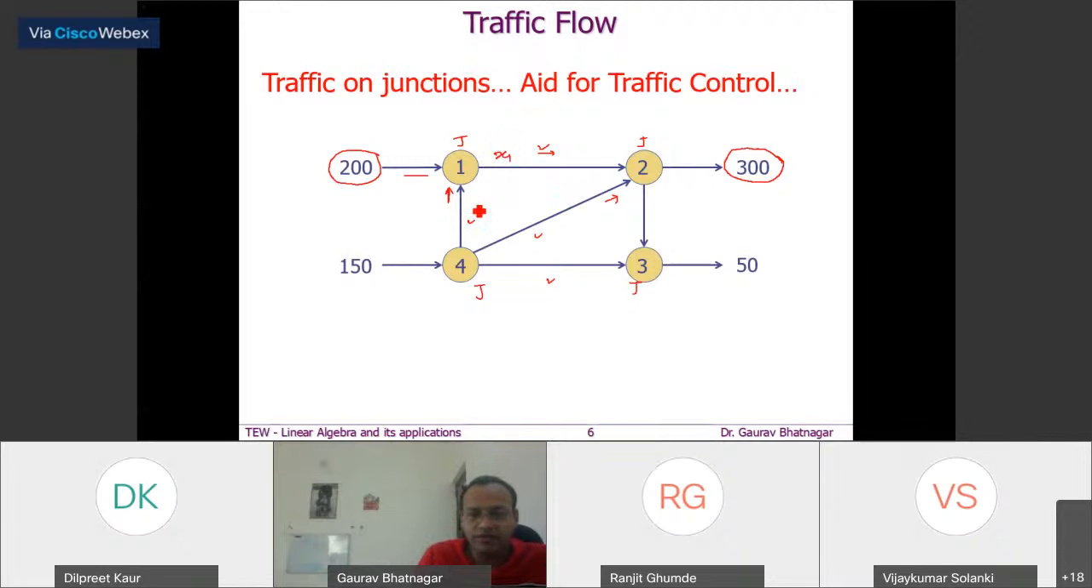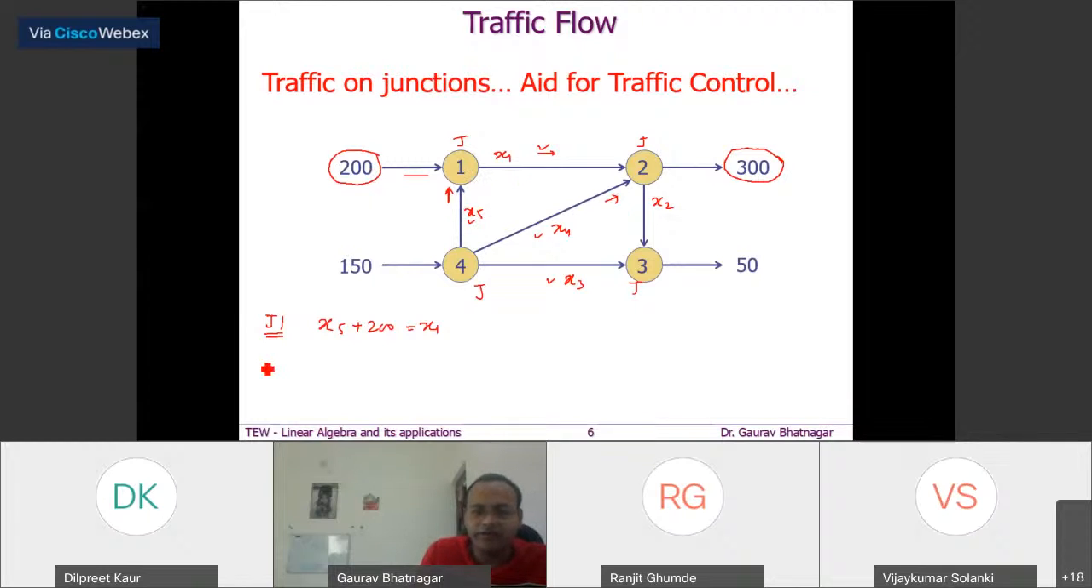So now let me very quickly assume that this is going to be x1, this is going to be x2, this is going to be x3, and so on. The flow at junction 1 is going to be 200 plus x5. So this is an inflow, and the outflow is going to be x1. So at junction 1, the equilibrium of the flows is given by x5 + 200 = x1, because these are the inputs to junction 1 and this is going to be the output at junction 1.